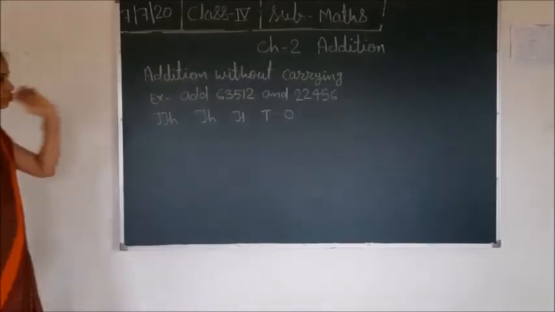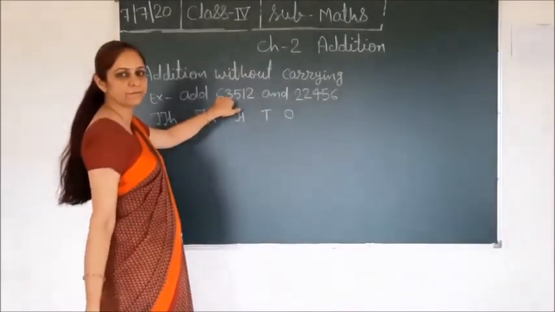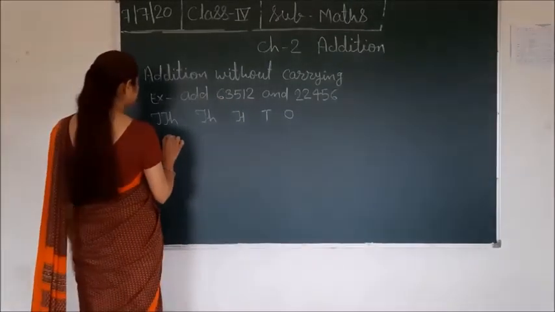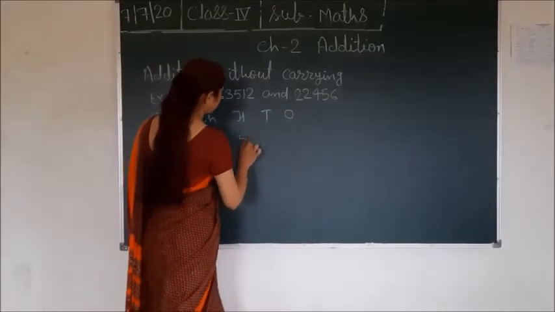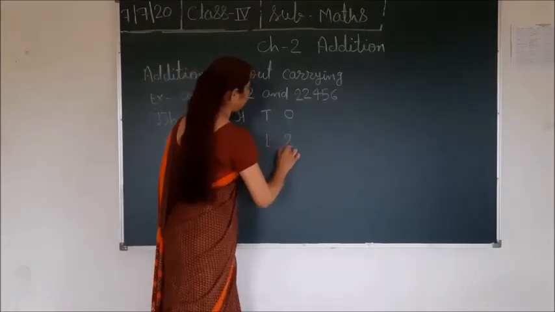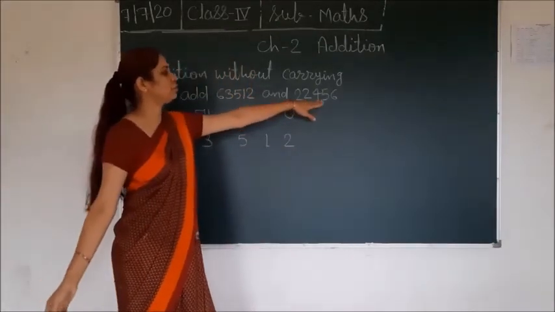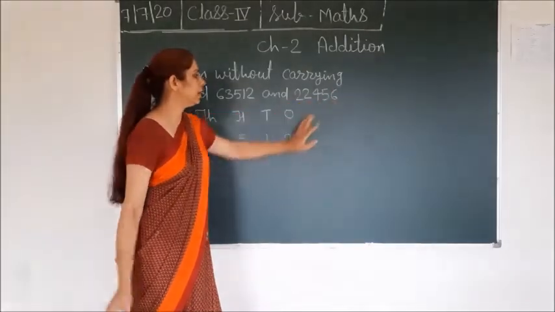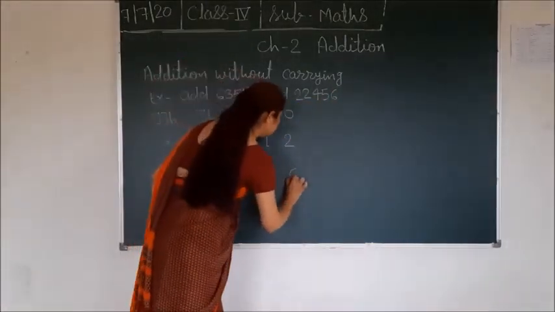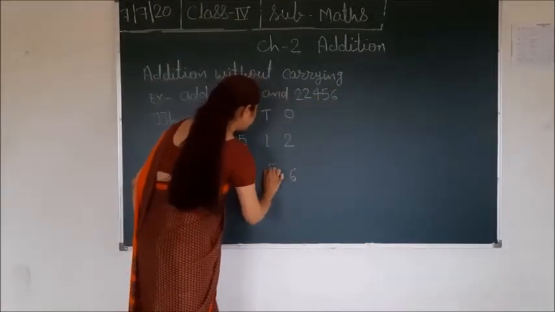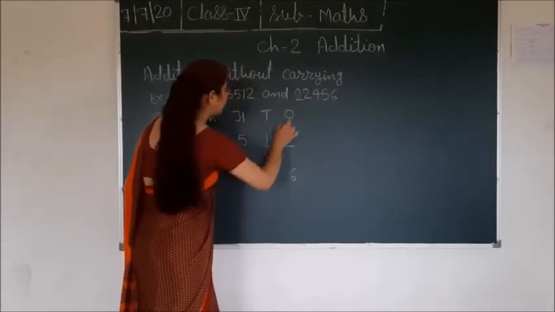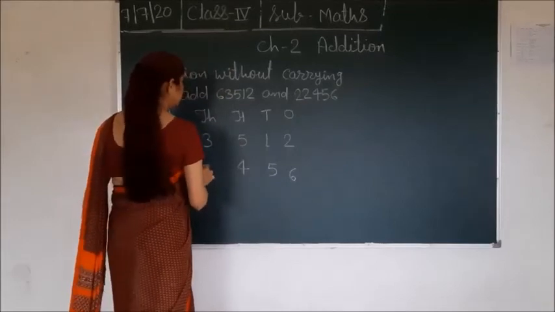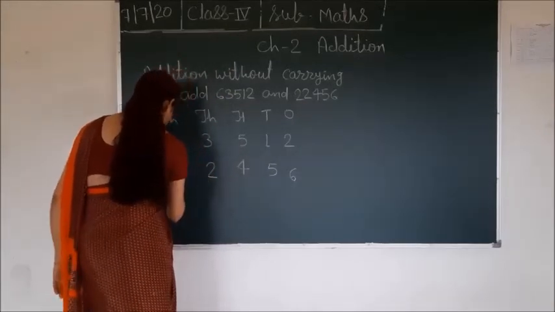Now first you write this number 63,512. 63,000 means 6, 3, 5, 1 and 2. Now 22,456. Place of ones is 6. Place of tens 5, 100, 4. Place of 1000, 2 and place of 10,000, 2.